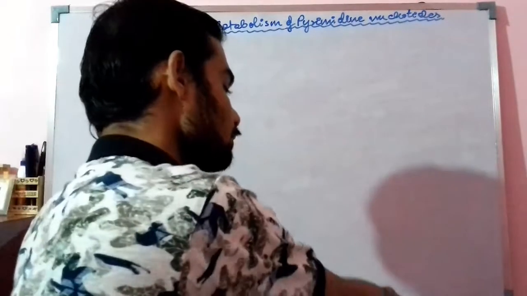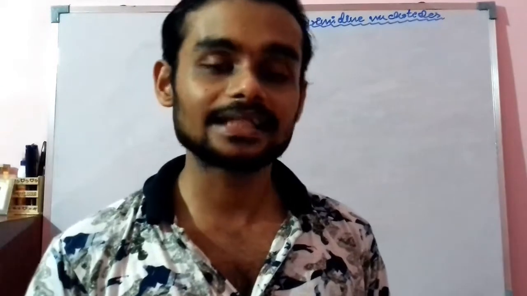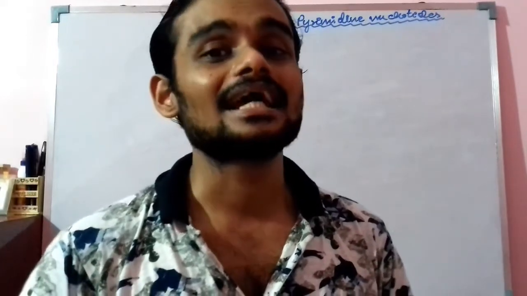Okay, so now I'm going to discuss the catabolism of the pyrimidine nucleotides. In the case of pyrimidine nucleotides, we know that in DNA we have two major nitrogenous bases: one is cytosine and the other is thymine. In RNA, it is obviously uracil. So the nucleotides in DNA are cytidylate or cytidine and thymidine, and in RNA it is uridine in place of thymidine.